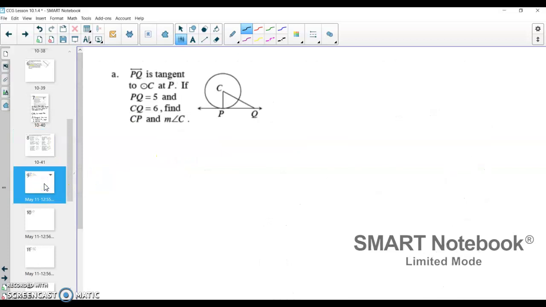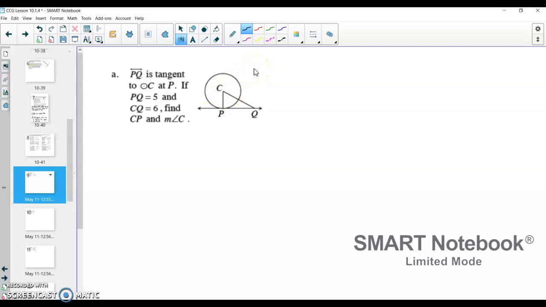First one actually has to do with what we were doing today. So they're saying PQ is a tangent line to C at point P. And so we have a tangent line PQ. It is tangent because it only intersects at that one point, point P. And it says if PQ, this segment right here, is 5 and CQ is 6, then let's find the length of CP and the measure of the angle C up here.